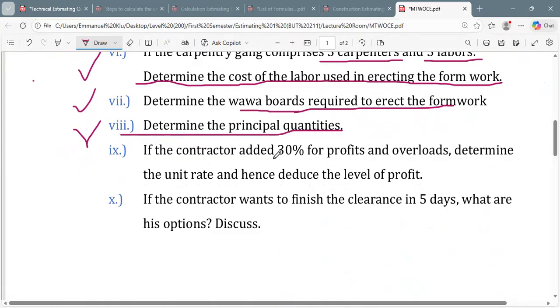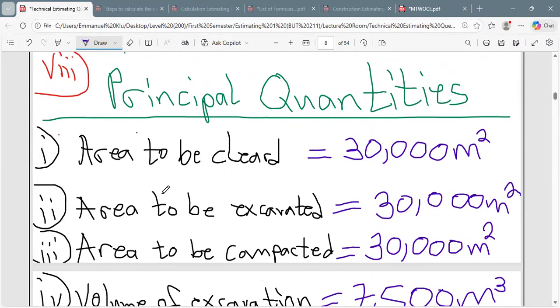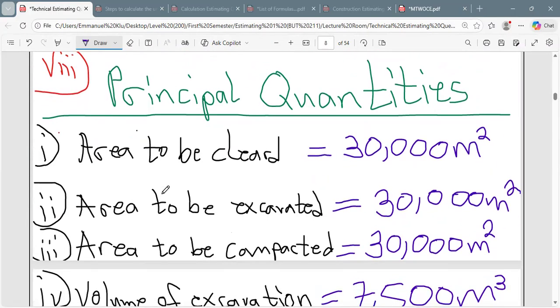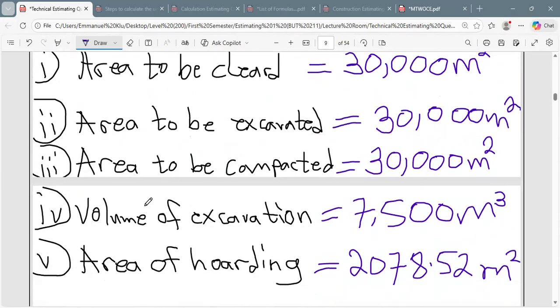Now let's come to part IX. If the contractor added 30% for profit and overheads, determine the unit rate and hence deduce the level of profit. That is two questions they're asking in this one question, two tasks in just one question.